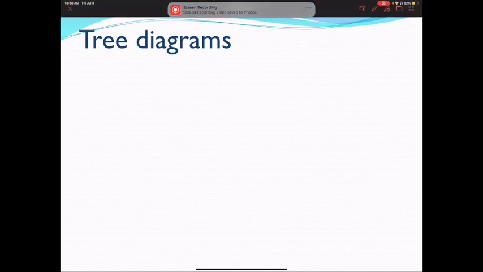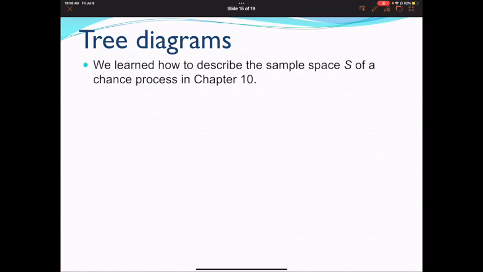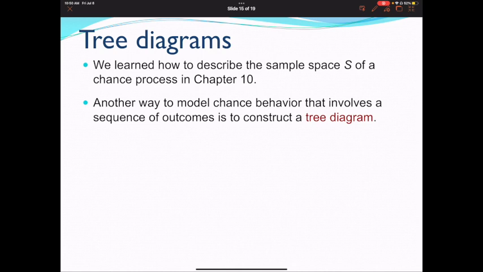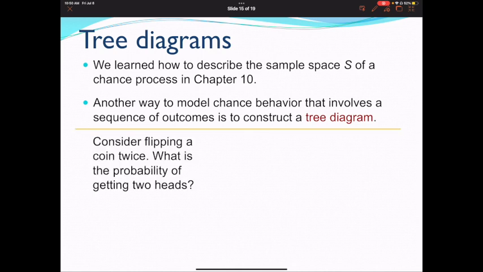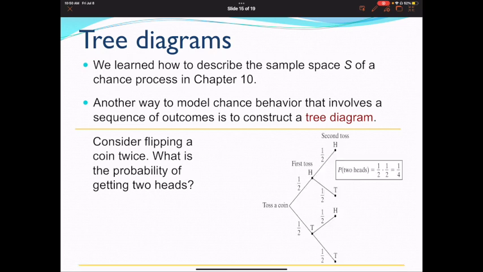So I actually really like tree diagrams. We learned how to describe the sample space of a chance process in chapter 10, right? But another way to model chance behavior involving a sequence of outcomes is a tree diagram. So let's consider flipping a coin twice. What's the probability of getting two heads? So here's our sample space. I can get two heads, heads tails, tails heads, or tails tails.